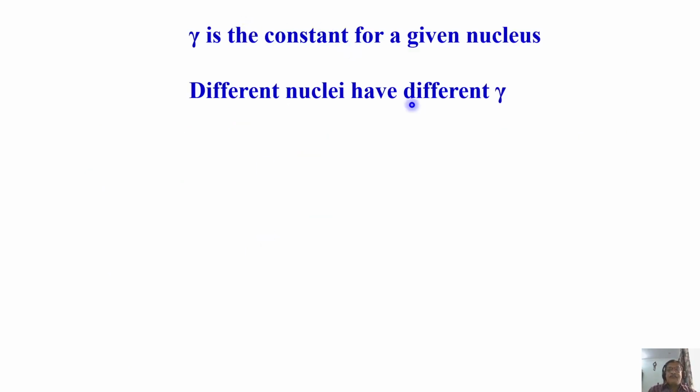And gamma is the constant for a given nucleus. That is known. And different nuclei have different gamma. I said gamma is only constant for a given nucleus, but different isotopes have different masses. As a consequence, gamma has to be different. So different nuclei have different gamma because of their mass.